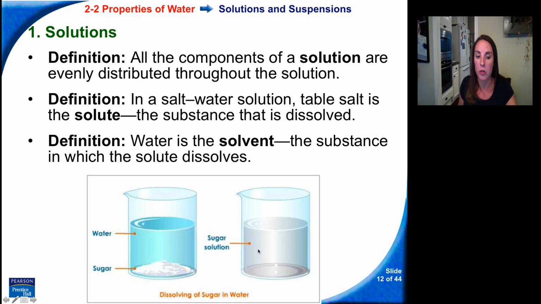We create a solution. So here's the sugar, that's the solute. It's put in the solvent, which is water. When it's mixed together, it creates a sugar solution, which means the sugar molecules are evenly distributed throughout the water, making it appear clear. You don't actually see the sugar anymore once the sugar dissolves in the water.